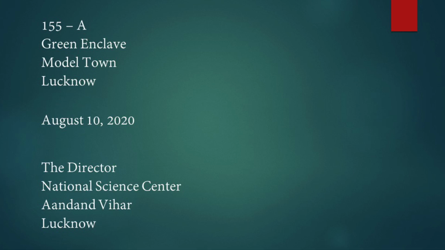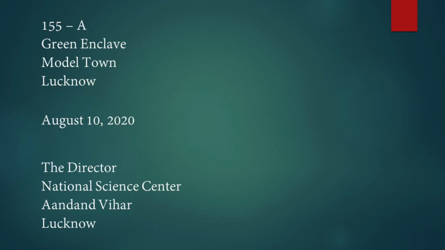So we begin by writing the address of the writer. So it is 155A Green Enclave Model Town, Lucknow. That is the address of the sender. Okay, and below that you leave a line and then write the date in that particular format. August 10, 2020. Again leave a line and then you are writing to the receiver.